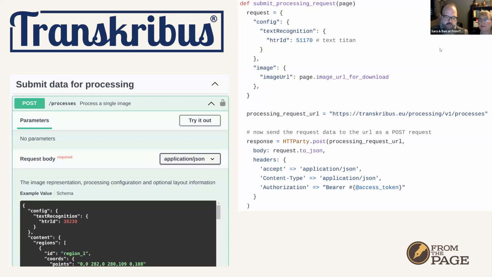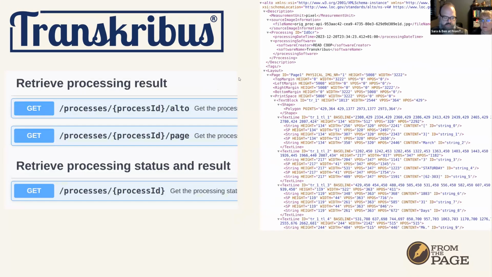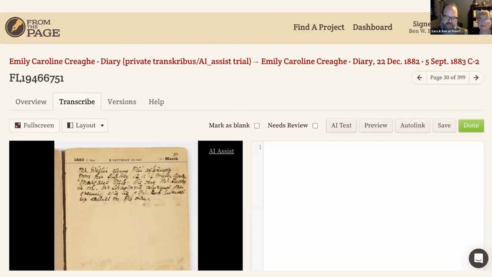In this case, we're using the Text Titan 1 model, which is a transformer-based model that's pretty good for general purpose Western scripts. We then poll Transcribus to see when the processing is finished, and we fetch the HTR text as Alto XML. As you can see, that's got all those bounding boxes in it. It's also not something you'd ever want a human to edit. So the next step is to present that text to our users as they're transcribing a document.